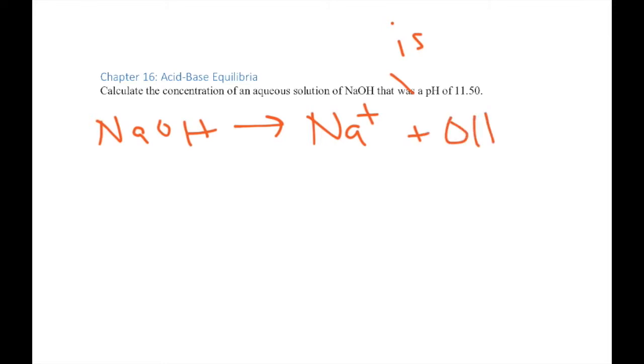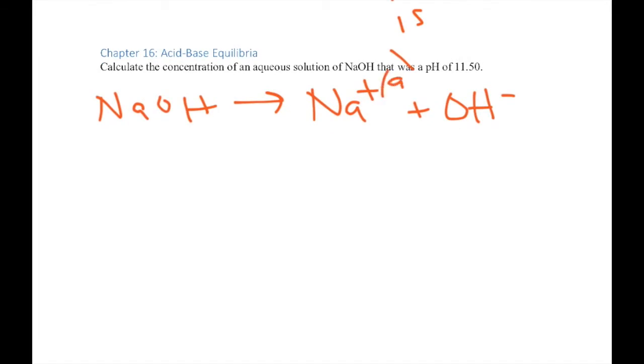So we start out with a problem. Calculate the concentration of an aqueous solution of sodium hydroxide that has a pH of 11.50. So let's first consider what happens when we have NaOH and we drop it into aqueous solution. So the equation for that will be NaOH dissociating to Na plus and OH minus, both of these aqueous.